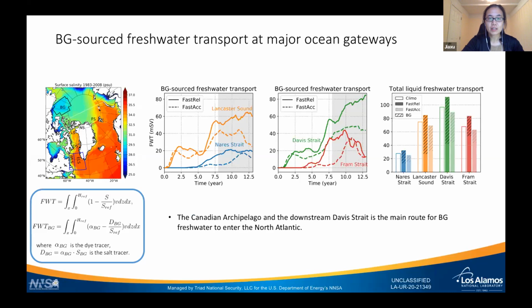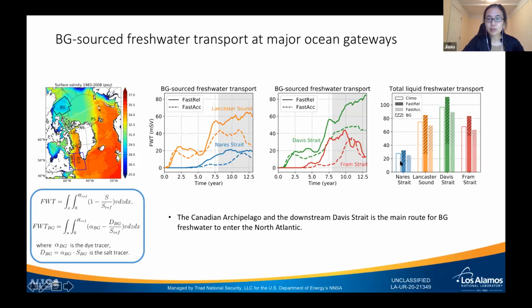So in the next step, we focus on the last 5 years. We do an average of the last 5 years and put it into a bar plot. The bar shows the total liquid freshwater transport, and the box is the climatology. The dark value is for the fast release case, and the light color is for the fast accumulation case. So we see that for the Narrow Strait, we do have a higher value for the dark color and lower value for the light color.